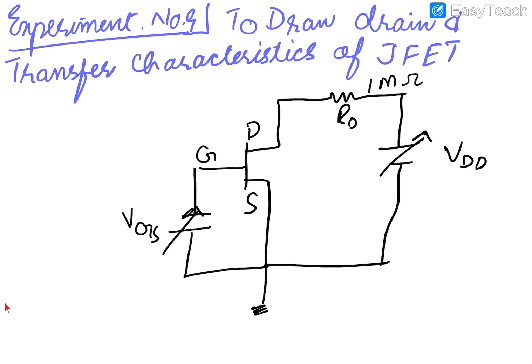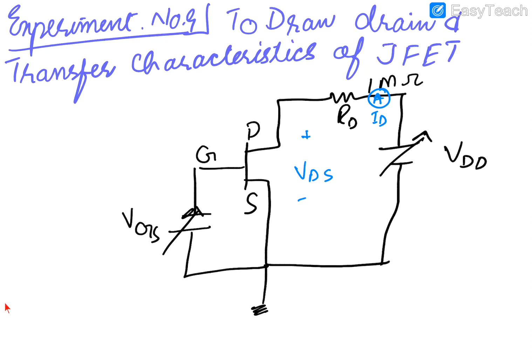Today we have to perform experiment number 9 for section M. We have to draw the drain and transfer characteristics of JFET. For drain characteristics you have to simply calculate VDS, which is across these terminals, and you have to measure the value of ID. So you will connect a milliammeter here.